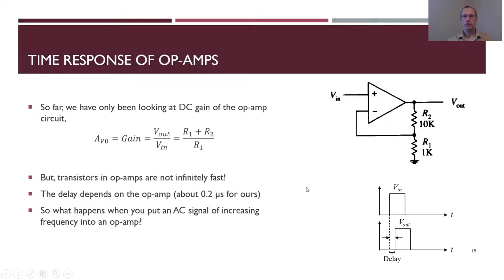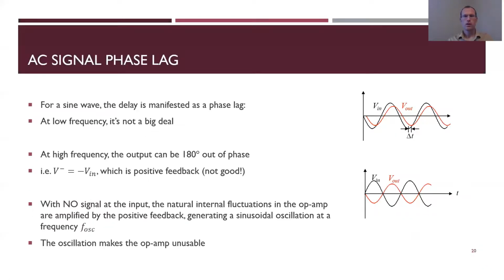So we're going to look at now what happens when we increase the frequency of our AC source. For a sine wave, my delay is manifested in terms of a phase lag. So I have some delta t difference. Again, this is like that 0.2 microseconds that we saw before. So my V out is shifted slightly from V in, and also the amplitude is changed based on the gain.